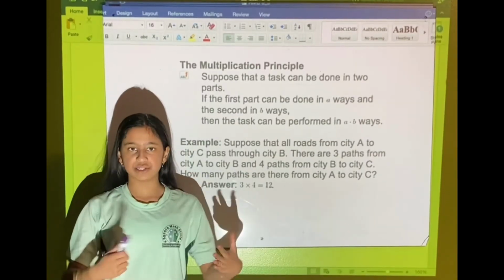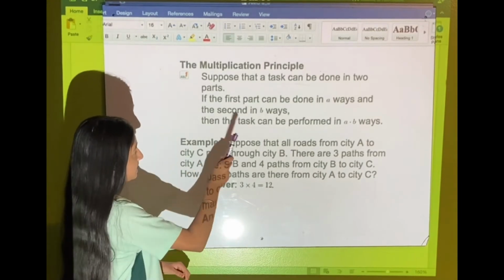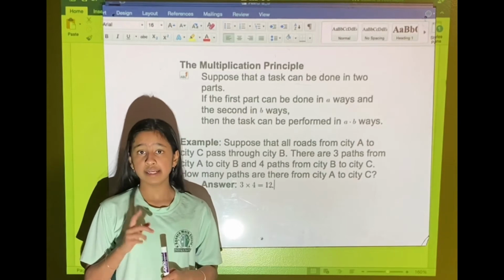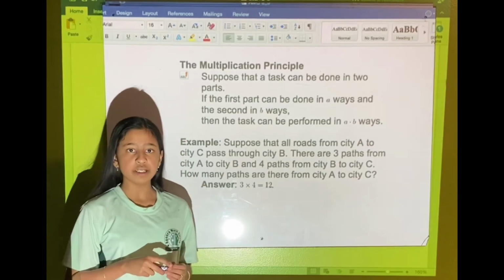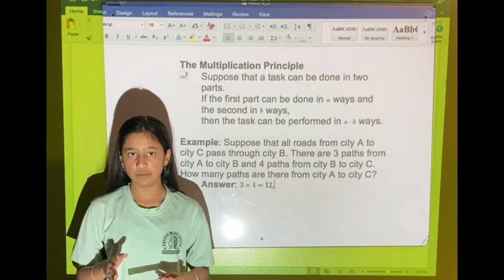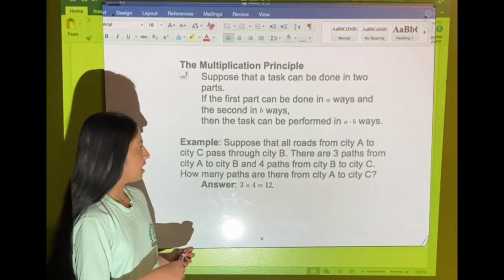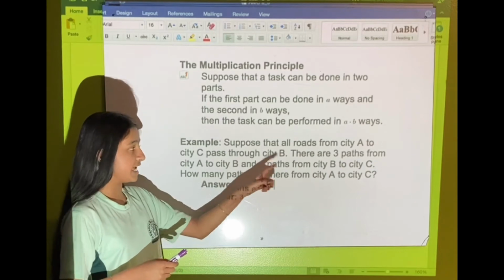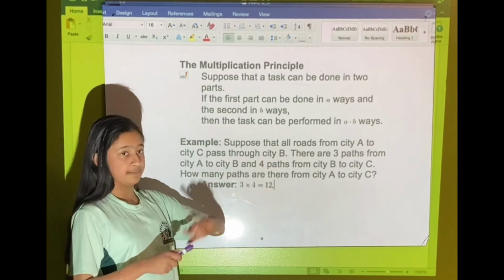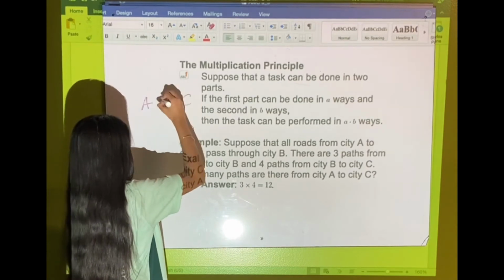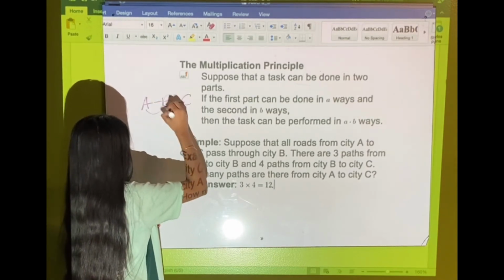The multiplication principle. Suppose that a task can be done in 2 parts. If the first part can be done in A ways and the second in B ways, then the task can be performed in a total of A times B ways. An example is, suppose that all the roads from city A to city C pass through city B. So, just going to draw a couple of examples.